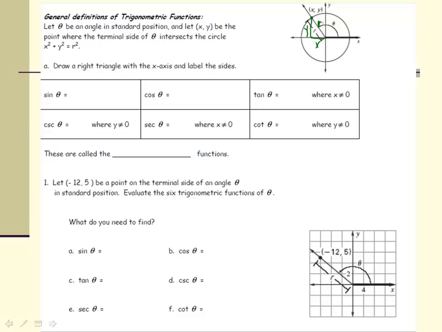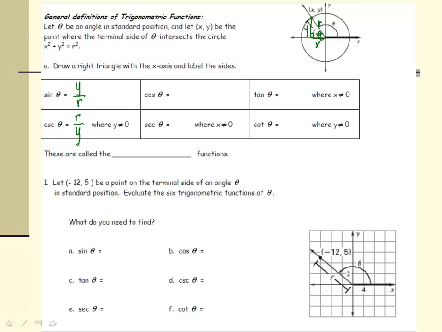So sine of theta. Now if we think about it, our right angle is in this corner right here. So our theta is this angle right here. Sine is opposite over hypotenuse. So opposite theta would be y, our hypotenuse would be r. So sine of theta is y over r. And again, I just found that by doing opposite over hypotenuse. Cosecant then would be the reciprocal, r over y, and y cannot be 0.